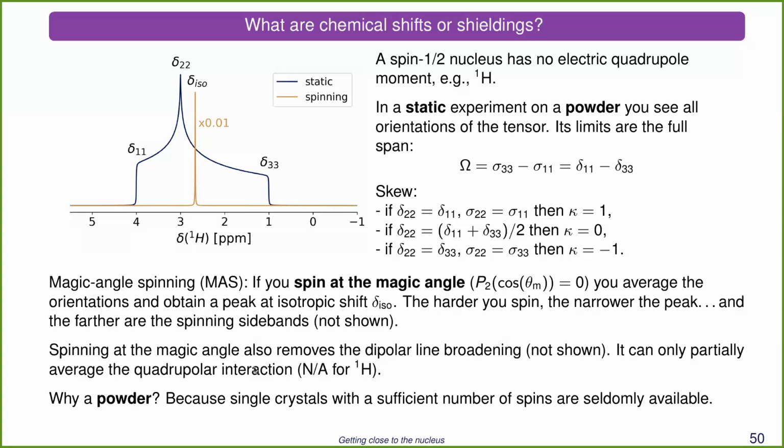And then why a powder? Like the NMR people always, well, they need a lot of signal. They need many nuclei to have sufficient sensitivity in their machine. And many crystals, you cannot make that big. So that is why there is a bias towards using powders. All small crystallites that are, say, oriented in many different ways.